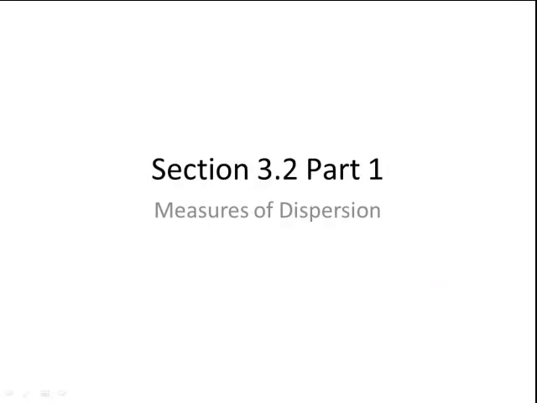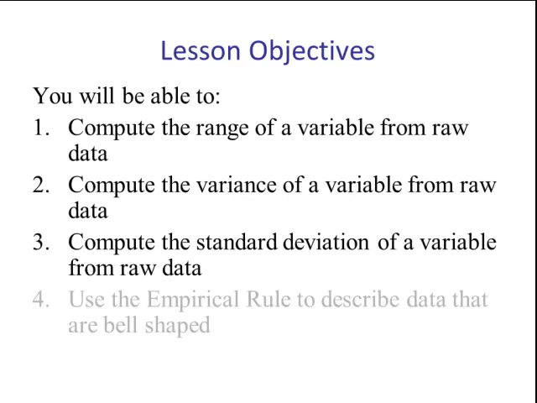Section 3.2, Part 1, Measures of Dispersion. Lesson objectives: compute the range of a variable from raw data, compute the variance of a variable from raw data, compute the standard deviation of a variable from raw data.